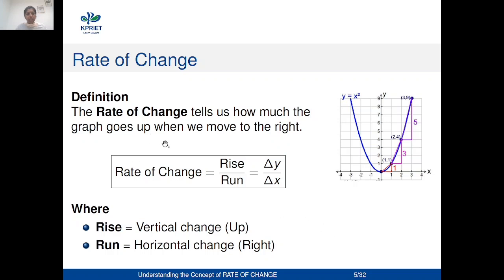So the rate of change is, as we discussed, del y by del x. From now on we will be using the terms rise and run. Del y is nothing but rise and del x is nothing but run. Rise means how the function rises vertically, and run is how the point changes in the horizontal direction.